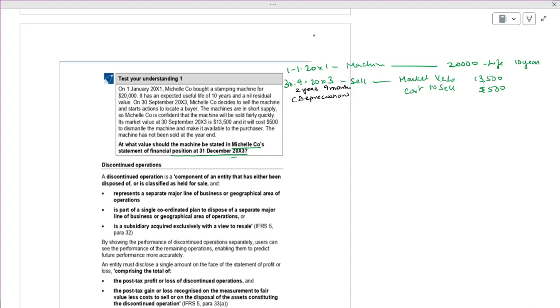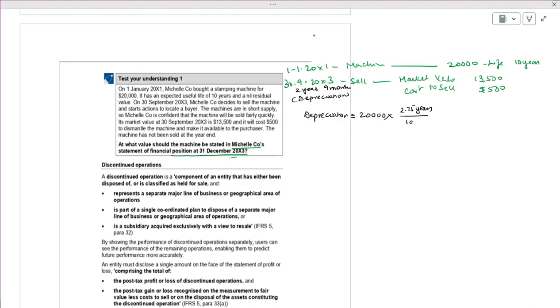Depreciation, how much? 2.9 months, what does that mean? See the depreciation. 20,000. Shortcut. 20,000. 2.9 means how much? 2.75 years. Is it 2.75 years?